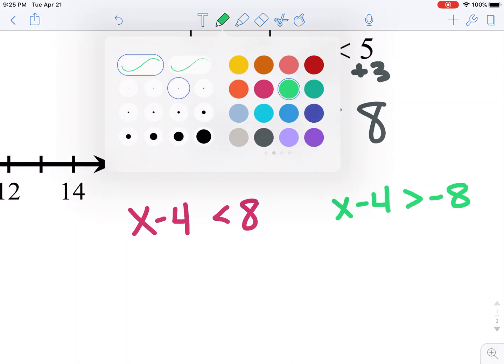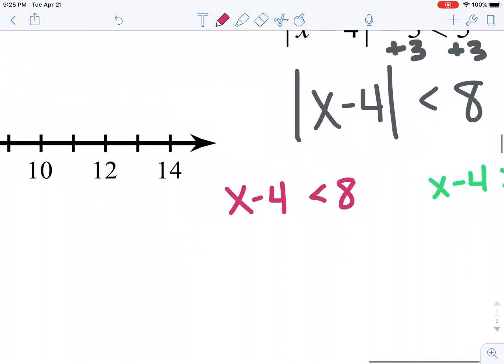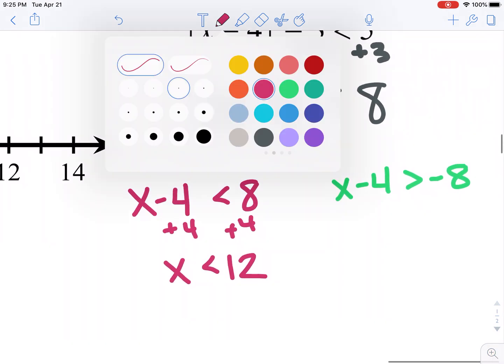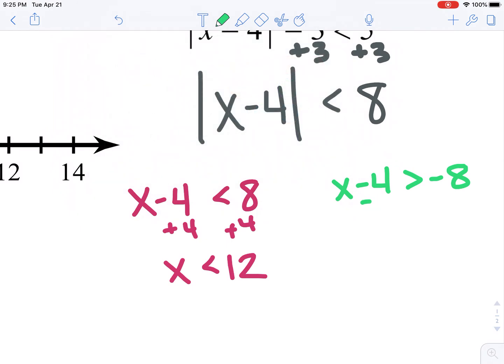So here we go. In this first one, we're going to add 4 to both sides, and we're going to get x needs to be less than 12. All right, then on this inequality, when we add 4 to both sides, we'll get something a little different. We'll have x is greater than a negative 4.